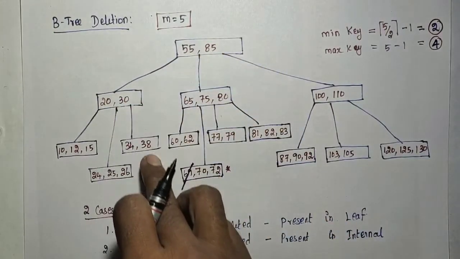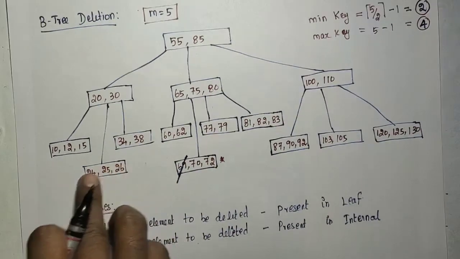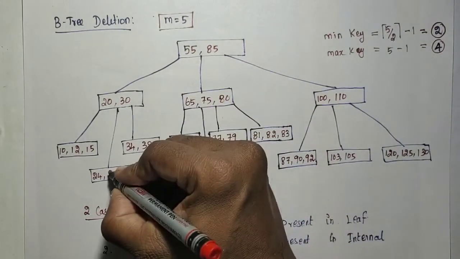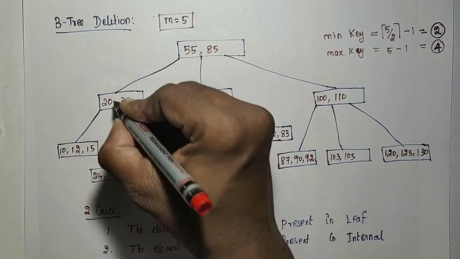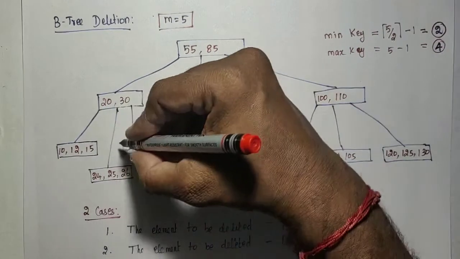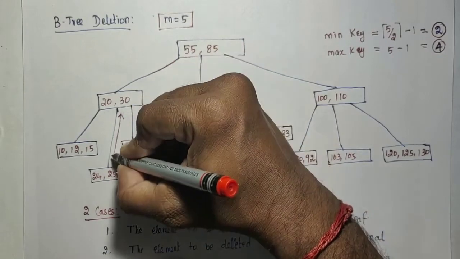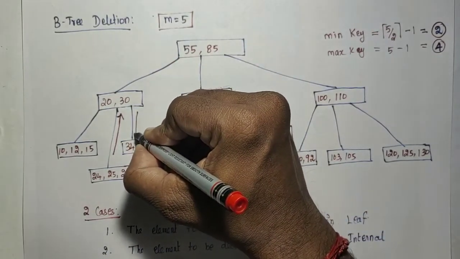So how can we give one element? Simply, we cannot transfer from here to here. These three elements are there, and we cannot simply transfer like that. So this left sibling and this node have one parent, that is 30. So what will happen is this will go to that parent.